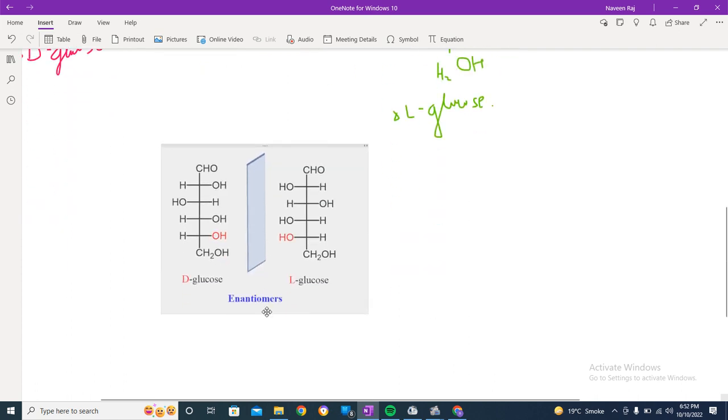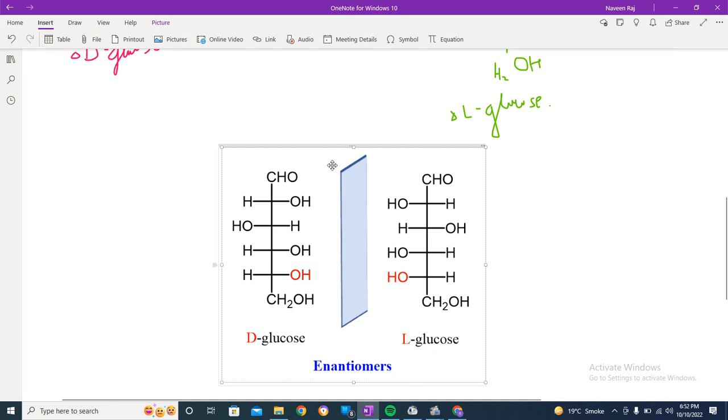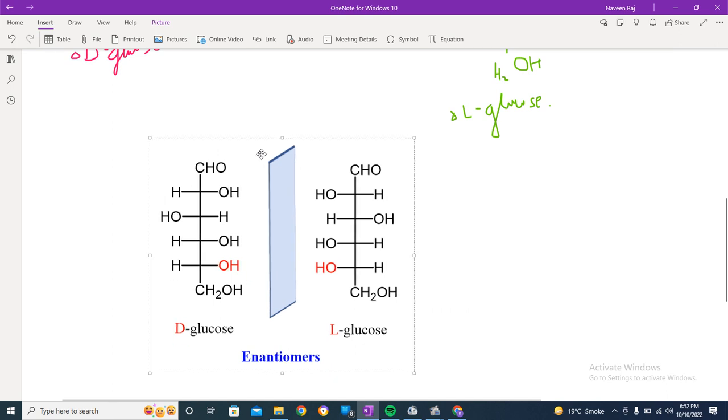This is the same thing, and do remember that both of these are isomers to one another, and these are both called enantiomers to each other. This is a good point that can be asked in MCQs, like what are these called? These are called enantiomers to each other, and these are stereoisomers, isomers to one another, and that is also a point.